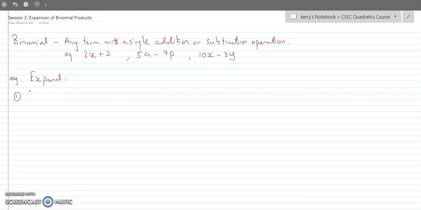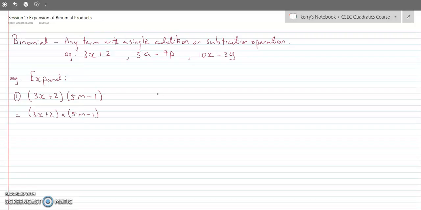So expand one. Let's go with 3x plus 2 into 5m minus 1. Now, in maths, when you have two brackets next to each other like this, it's not that you don't have anything here. What this really means is that we are multiplying the terms of the two brackets together.